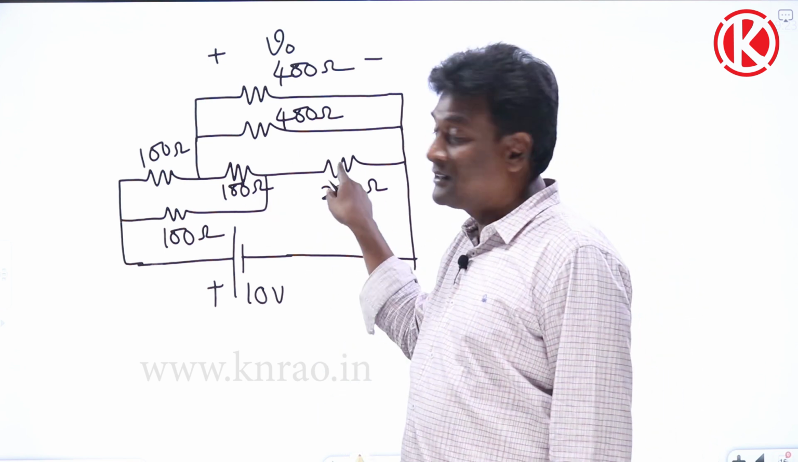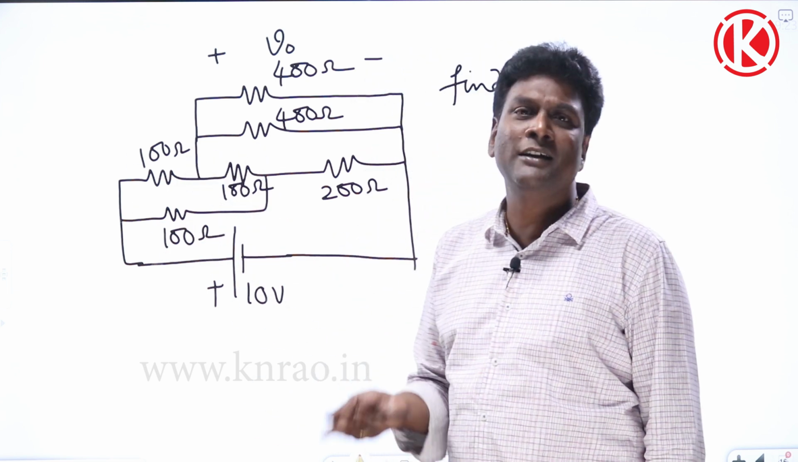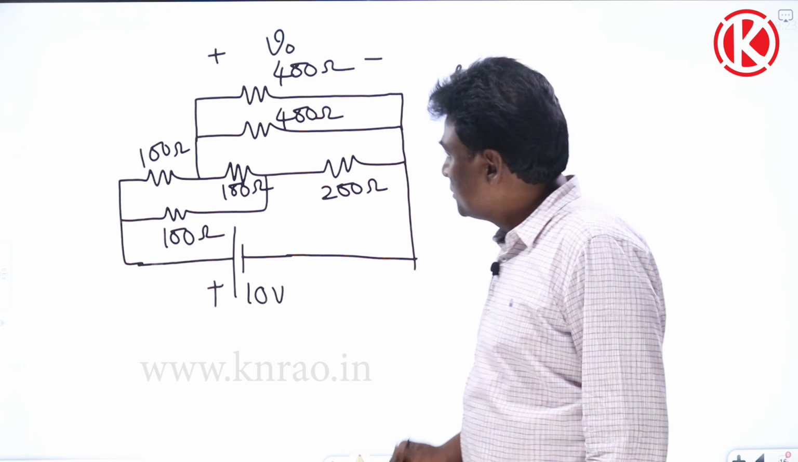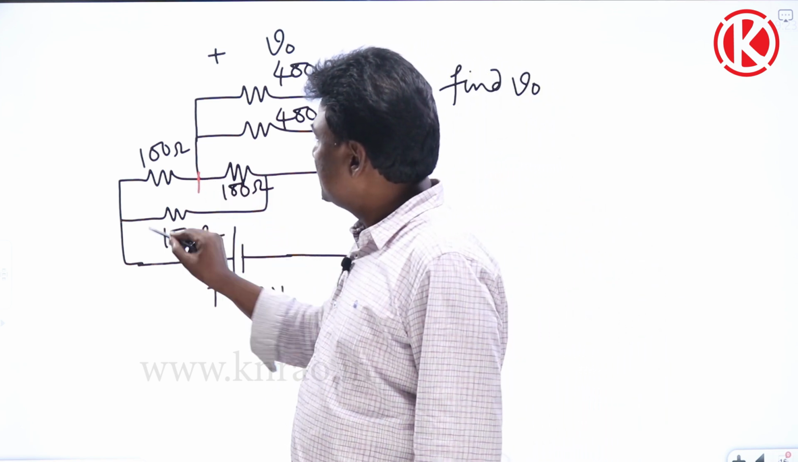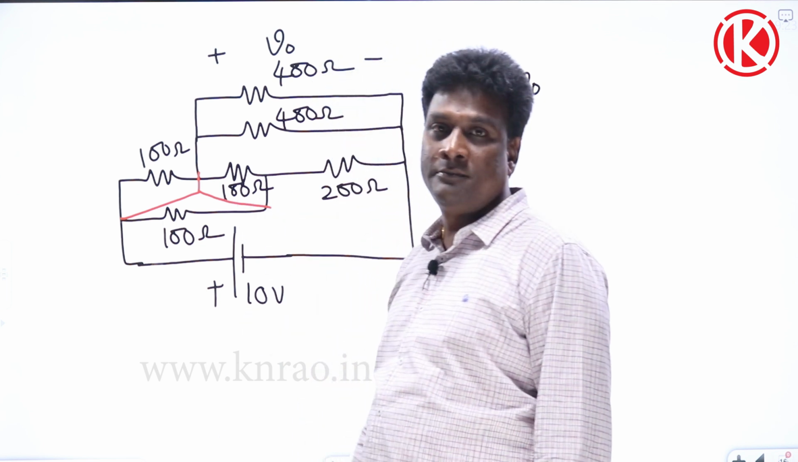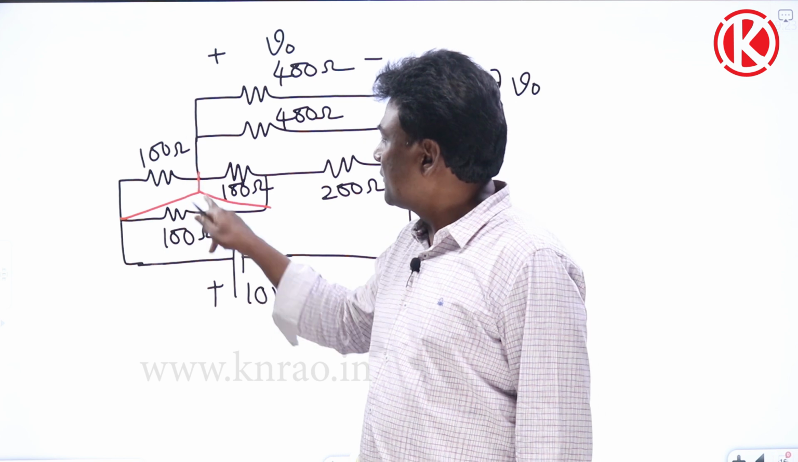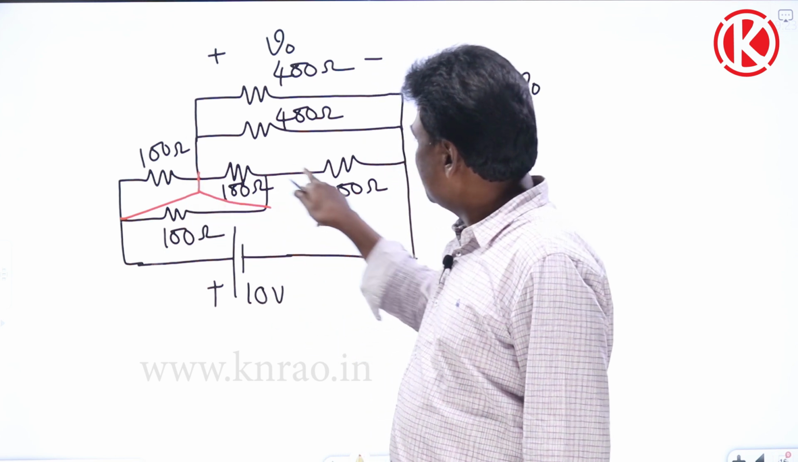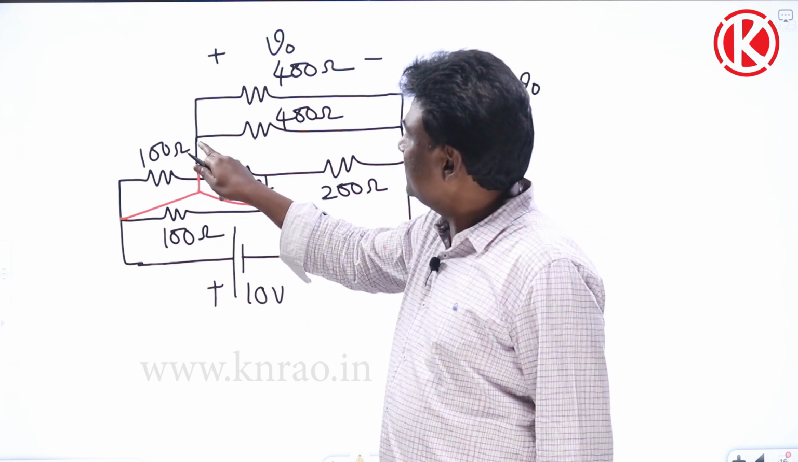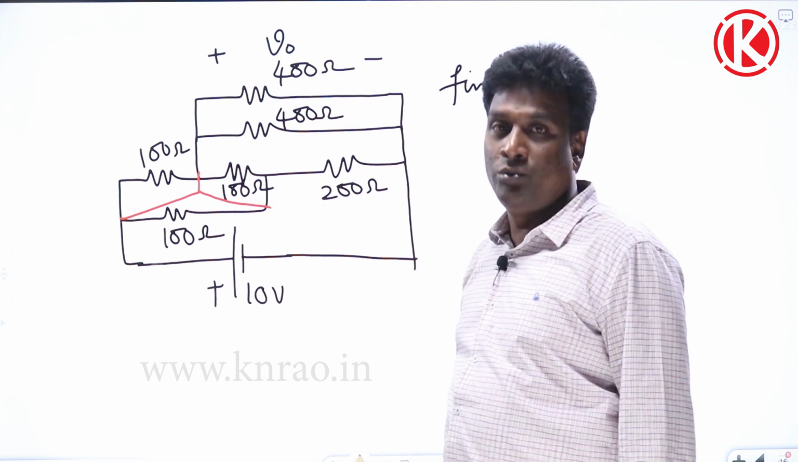Rather than focusing here on the star, focus here on the delta. Because 100 by 3, 100 by 3, 100 by 3, that would be easy, right? So from here 100 by 3, from here 100 by 3, from here 100 by 3. Easy. Now 100 by 3, and after that 200 by 3 will come, and the remaining 100 by 3 is going to be again 400. The 400 equivalent is going to be 200.